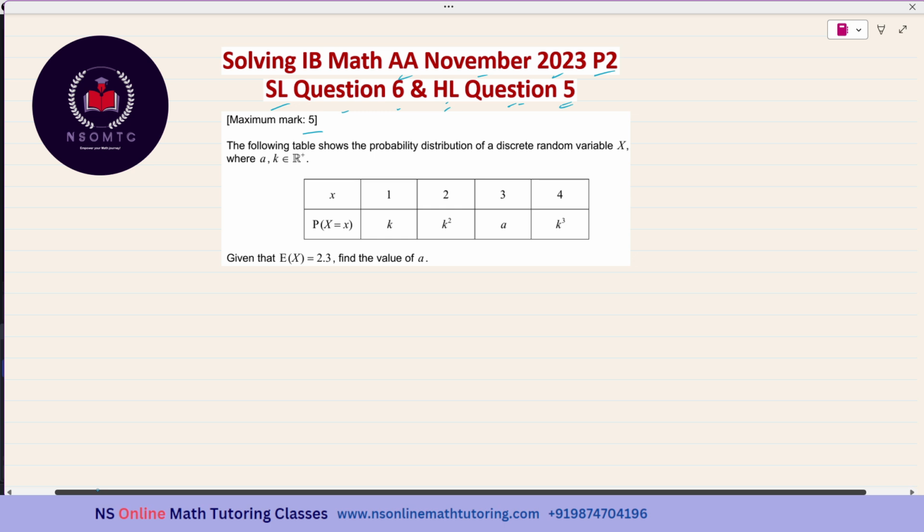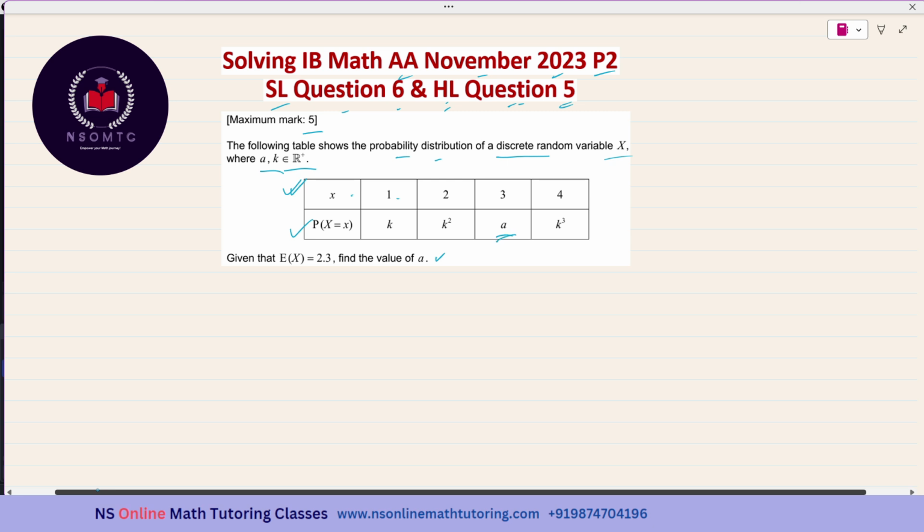The following table shows the probability distribution of a discrete random variable x, where a and k belong to the set of positive real numbers. This is the table given for different values of x: 1, 2, 3 and 4. These are the corresponding probabilities. Given that the expected value of x, or the mean value of x, is equal to 2.3, find the value of a. This is a over here.